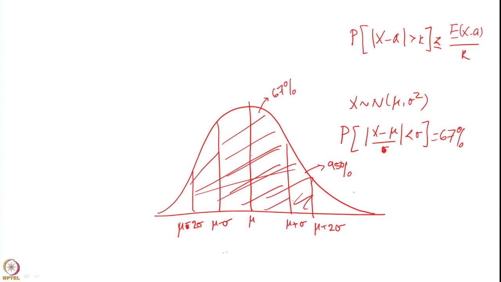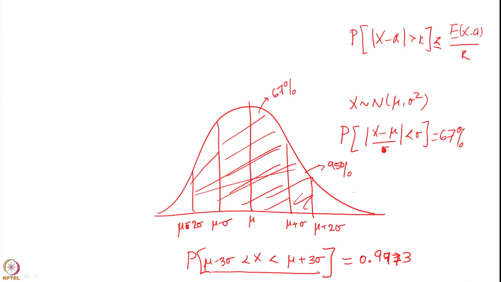And if you take the values of all x lying between mu minus 3 sigma and mu plus 3 sigma, then this probability is actually 0.9973. It means that more than 99% of the data lies between the minus 3 and plus 3 sigma limits of the mean value of a normal random variable with mean mu and variance sigma square.